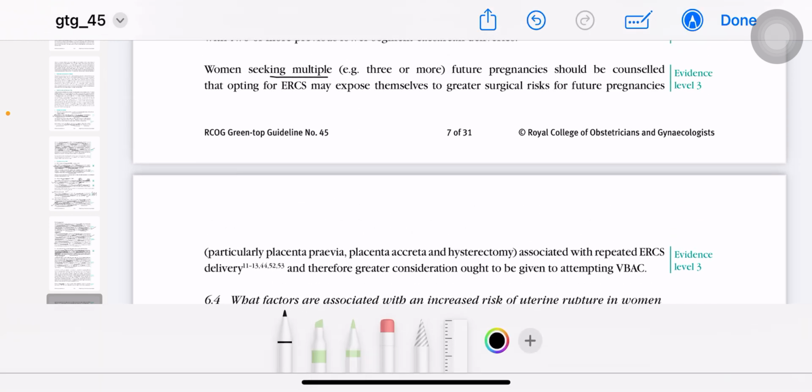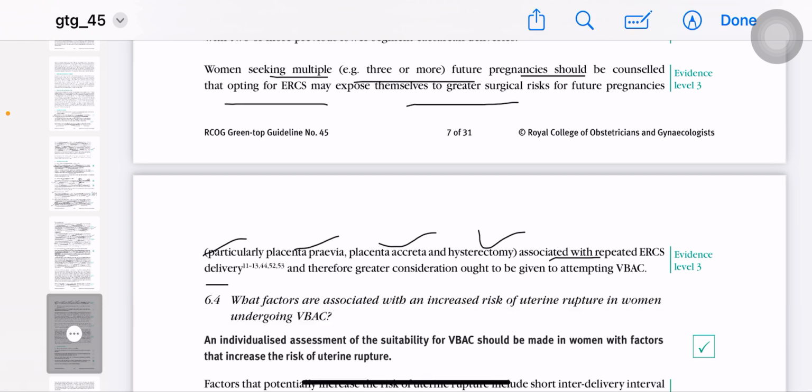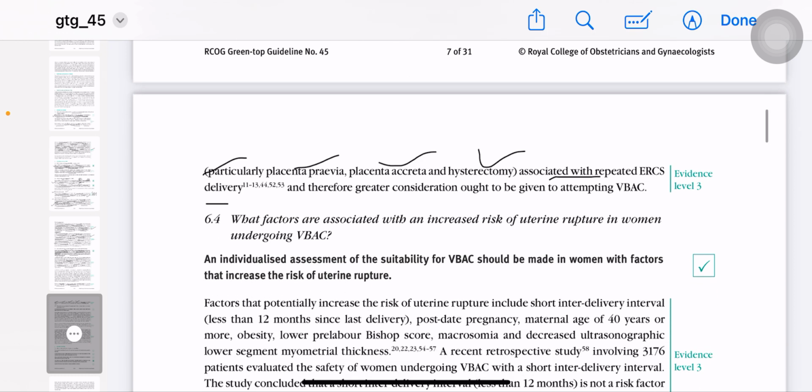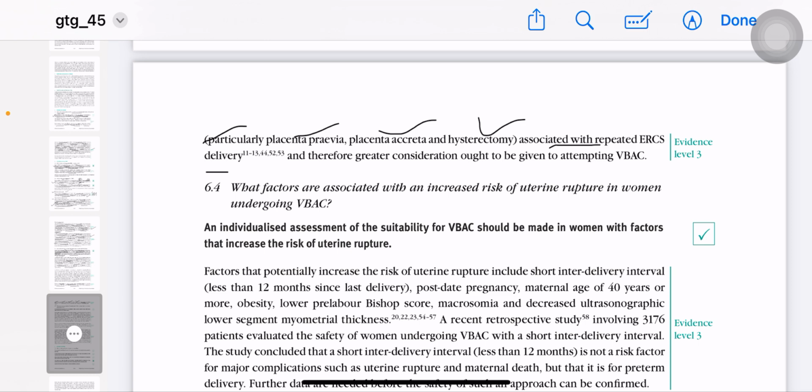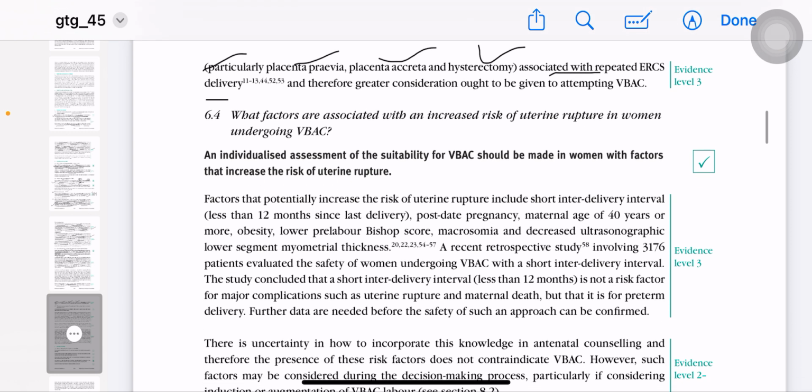Women seeking 3 or more further pregnancies should be counseled that opting for repeated cesarean section may expose them to greater surgical risk, particularly placenta previa, accreta, and hysterectomy associated with repeated cesarean section delivery. So you have to tell the patient that if she is opting for cesarean section with 3 or more cesarean sections, there is a chance of placenta previa, accreta, or hysterectomy in future pregnancies. So if there is no contraindication, you will tell the patient that the better option for her is VBAC.